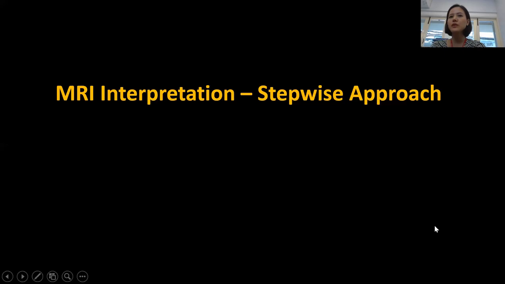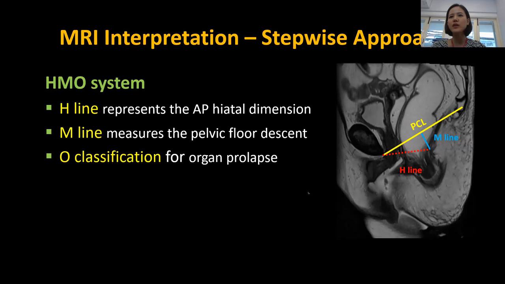So we will do MR interpretation. You have to know the PCL, H line and M line first. We use the HMO system for evaluation. The H line represents the anterior posterior hiatal dimension. The M line measures the pelvic floor descent. And O is for classification of organ prolapse.